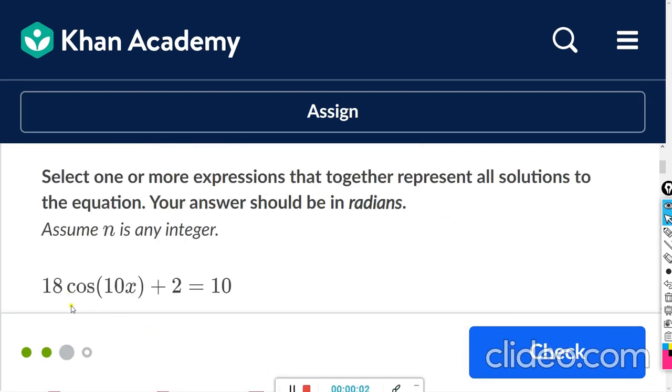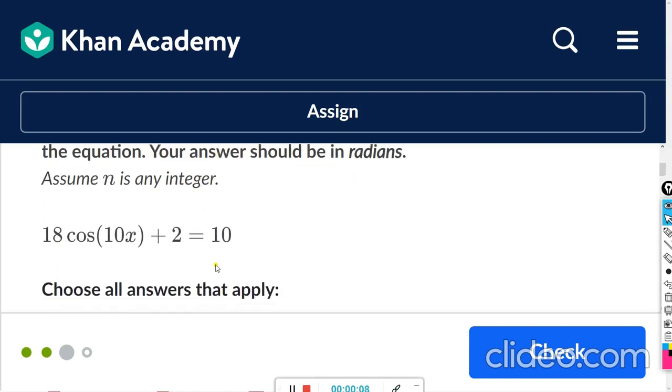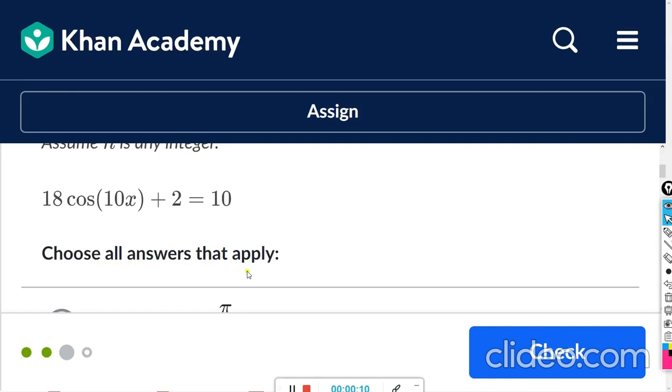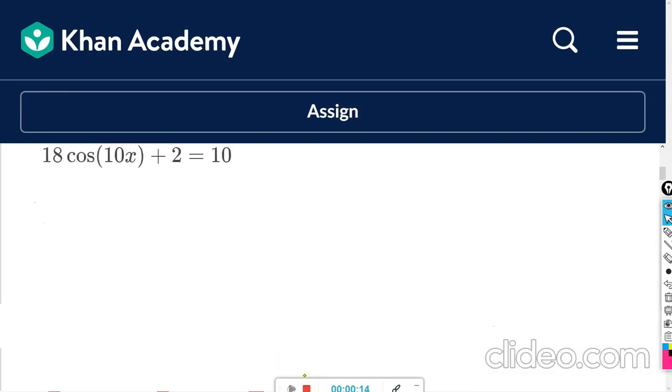Alright, so here we have one with the cosine function, and it says your answer should be in radians. And again, we're going to choose all answers that apply. It might be more than one answer. So we want to solve for x. Okay, the first step, since we have plus 2 here, I'm going to do -2 on both sides. 2 minus 2 cancels. And of course, 10 minus 2 is just +8.